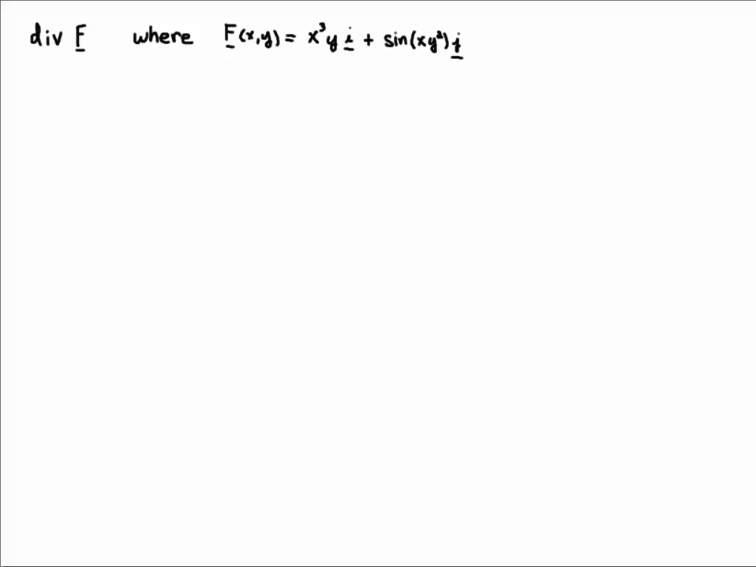Hello students, in this video we're going to compute the divergence of a vector field. Sometimes you see that denoted as div f. In this example I'm just going to do a 2D vector field. You'll get the idea when I'm finished that this can be extended to, of course, 3 dimensions.